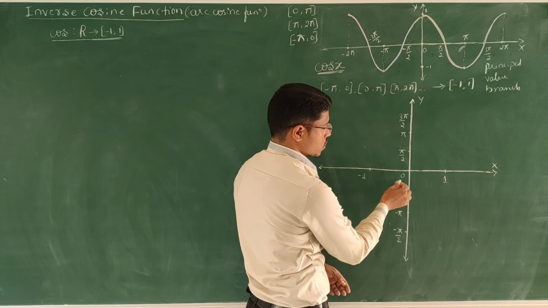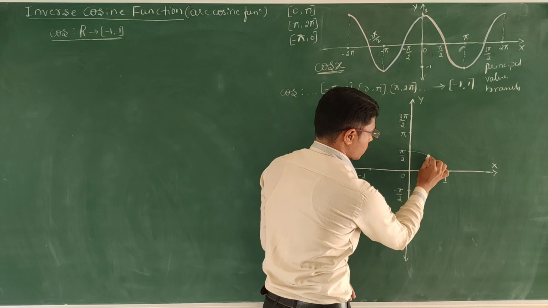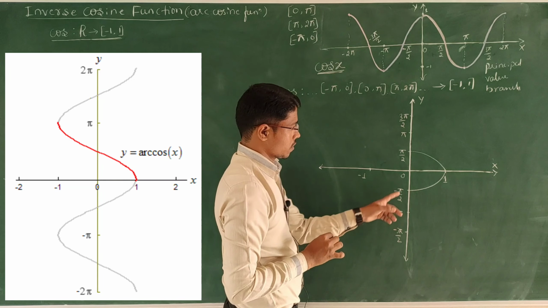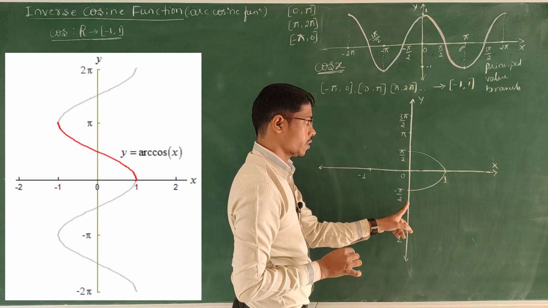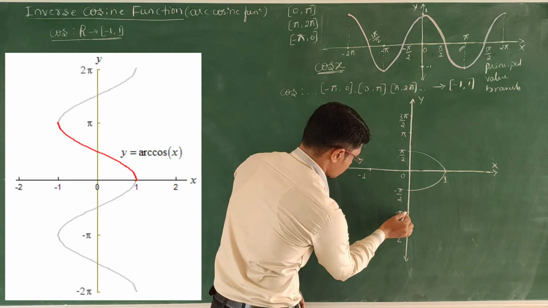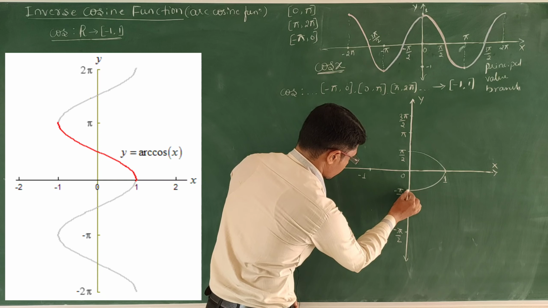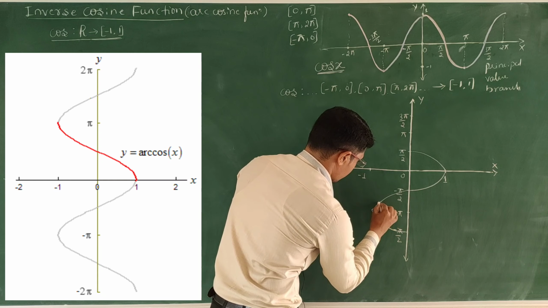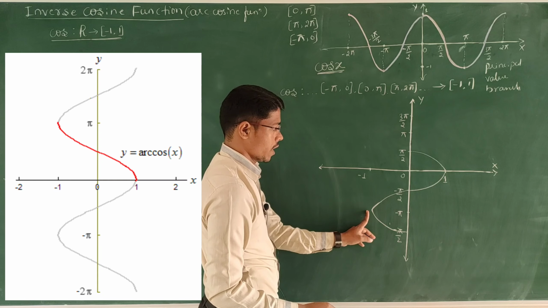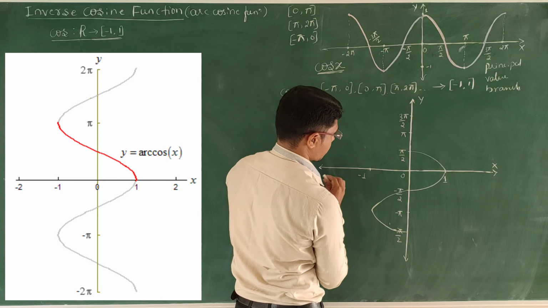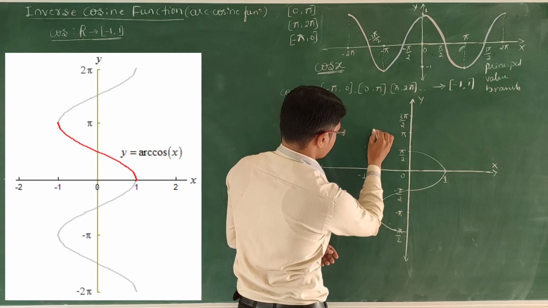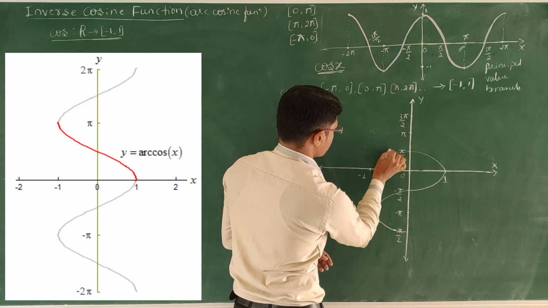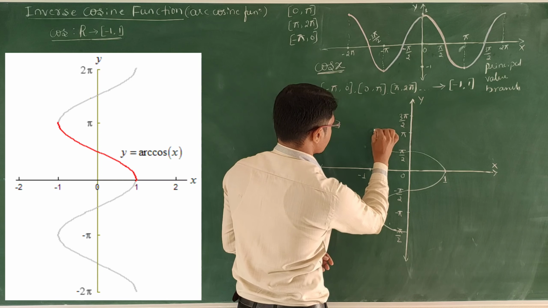Cos 0 is 1. Again, cos pi by 2 is 0, cos minus pi by 2 is also 0. Now come to this point, cos minus pi is minus 1, then on this side cos pi is minus 1. Just draw the graph.